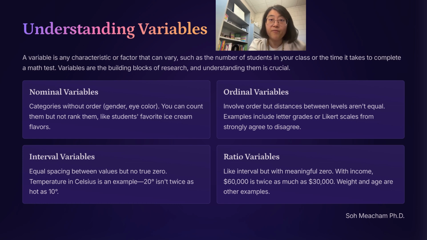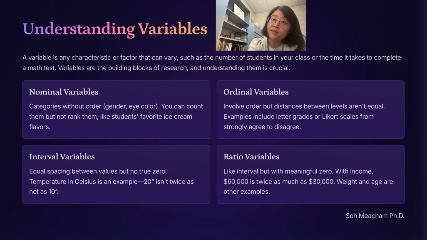Let's start with variables. A variable is any characteristic or factor that can vary. For example, the number of students in your class, the amount of time it takes students to complete a math test, or the types of reading strategies used. Variables are the building blocks of research, and understanding them is crucial.